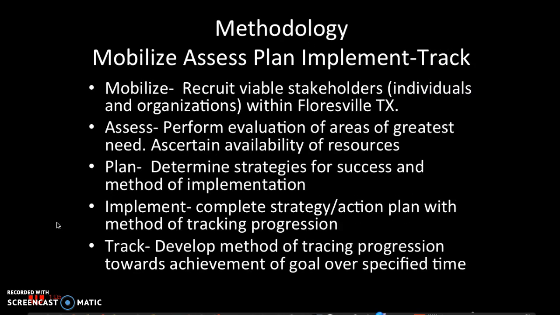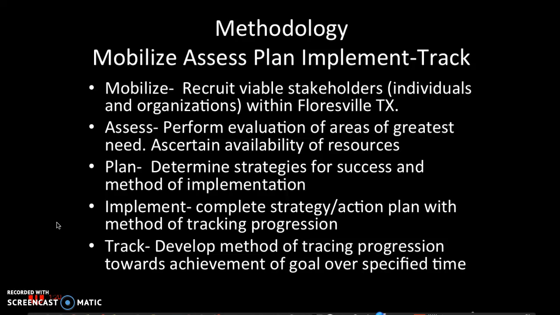In order to complete a community health assessment, the MAP-IT methodology was utilized. MAP-IT stands for Mobilize, Assess, Plan, Implement, and Track.